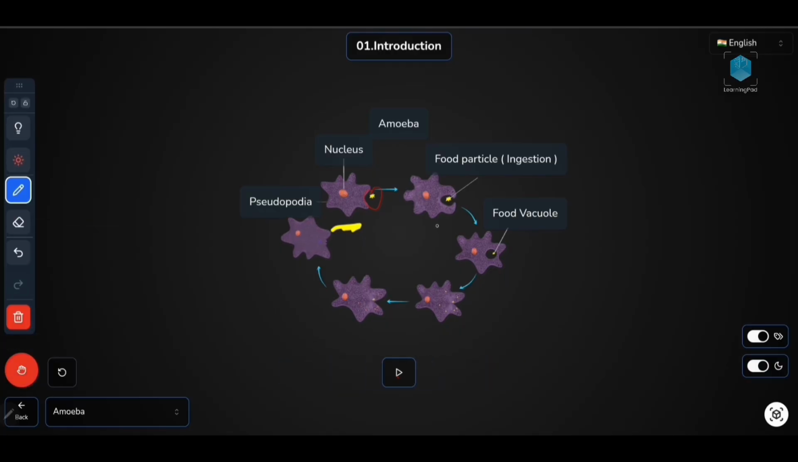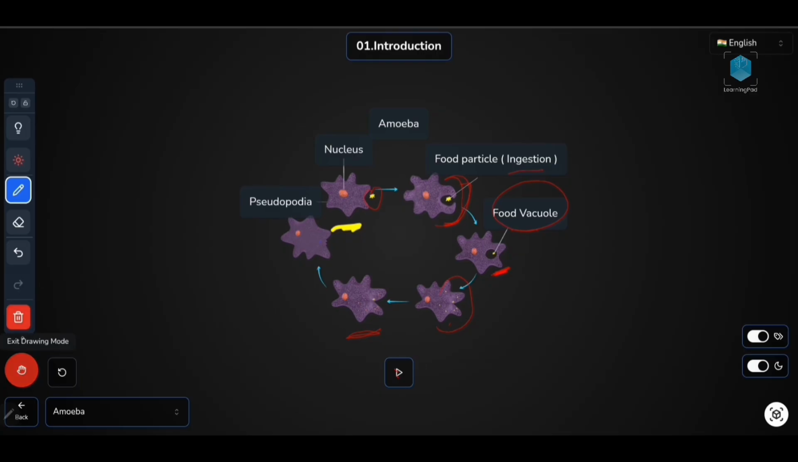Now how does it engulf the food particle? By surrounding it with finger-like structures called pseudopodia. That process is called ingestion. So the process by which the food particle is engulfed is called ingestion. After the ingestion, the food particle enters the body of amoeba, and now it is called a food vacuole. As soon as the food vacuole is formed in the body of amoeba, the food gets digested by digestive enzymes, and after digestion the food gets assimilated, and after assimilation the waste is ejected outside the body of amoeba.